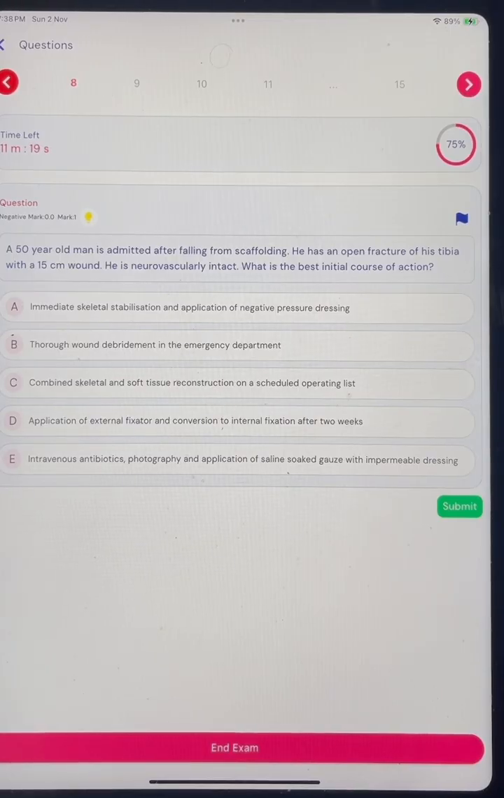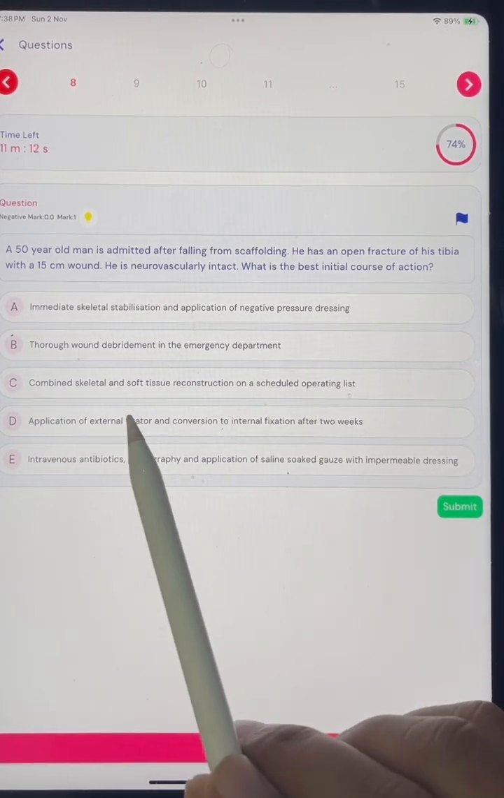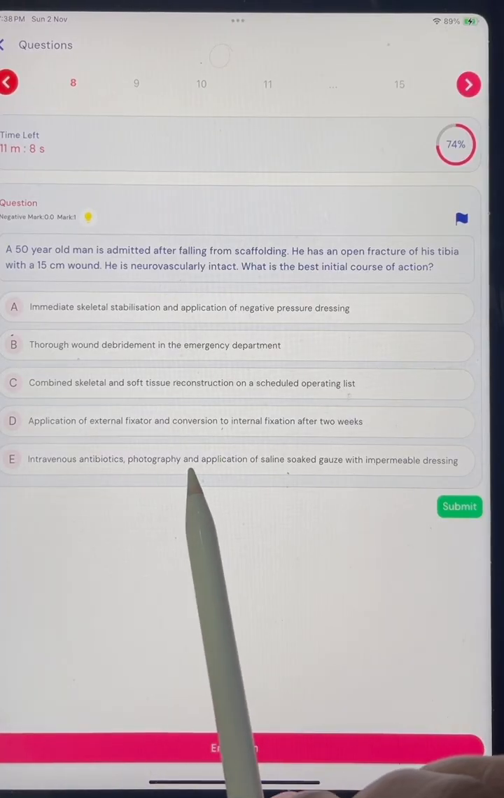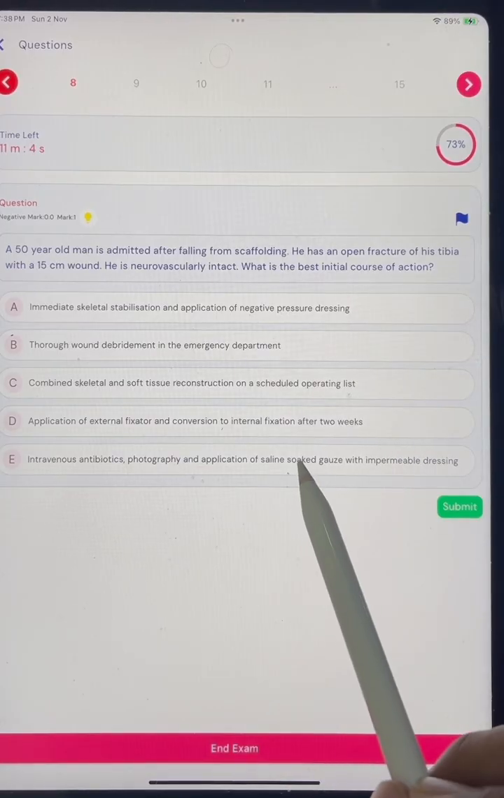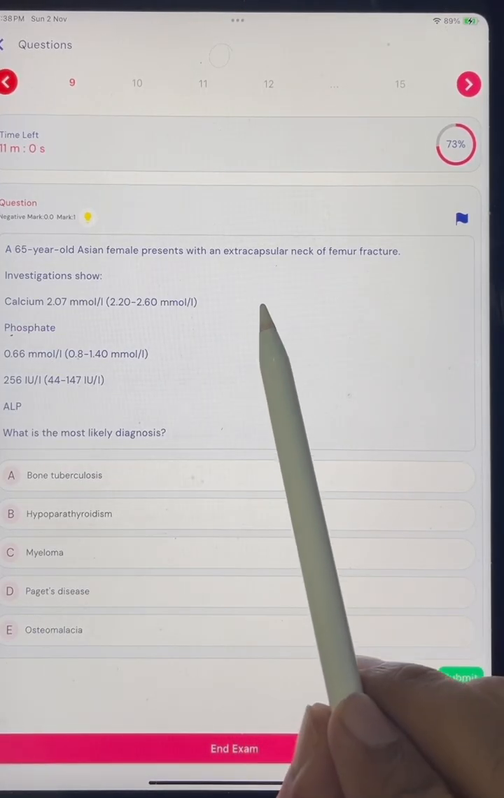B is C is involvement. There is soft tissue is there. So immediate skeletal stabilization. Apply negative suction. No wound debridement. Emergency. No combined skeletal and soft tissue reconstruction. No application of external fixation. Intravenous antibiotics. This is what is best initial is intravenous.